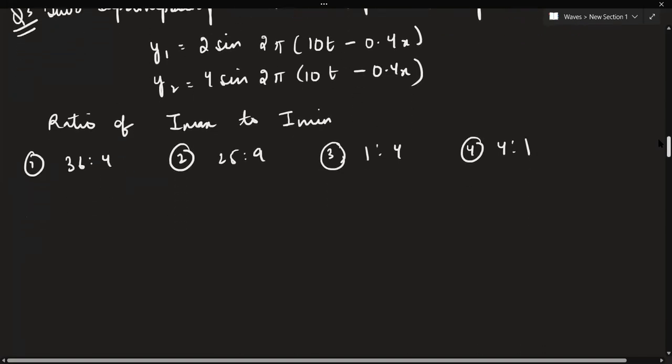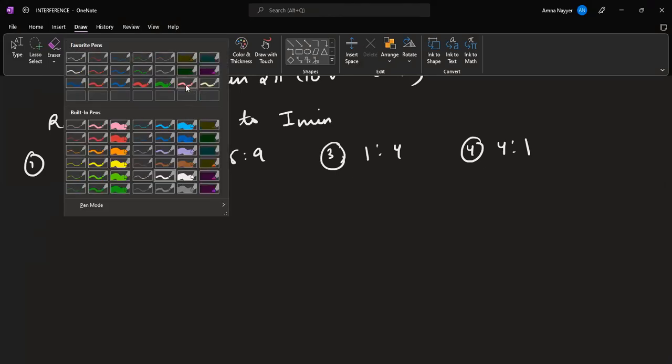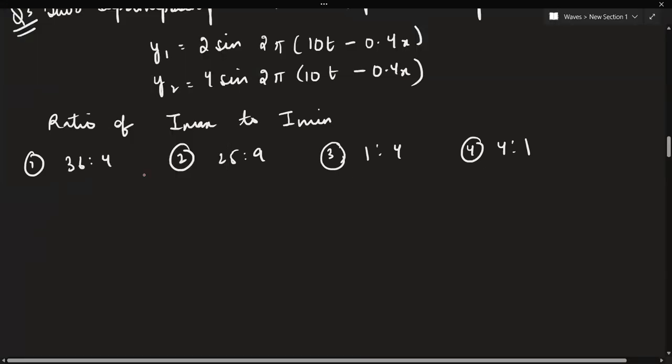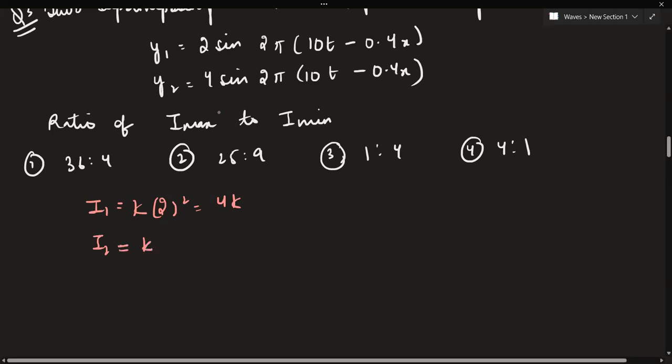Two waves are given to us. Now see, we have the amplitudes of both of these waves with us. So I1 will be what? I1 will be k times the square of the amplitude of this. This will be 2 square, which gives us 4k. For I2, it will be k times the square of this. 4 square will give 16k.